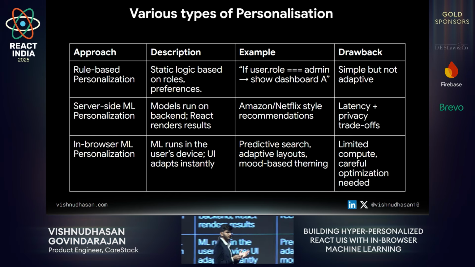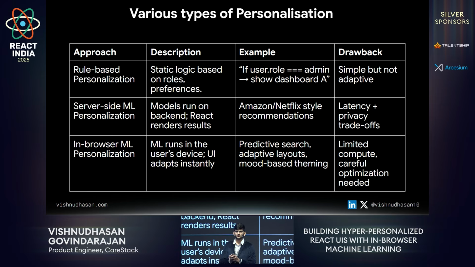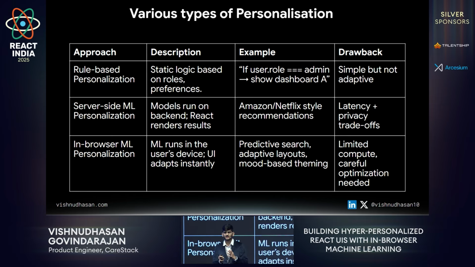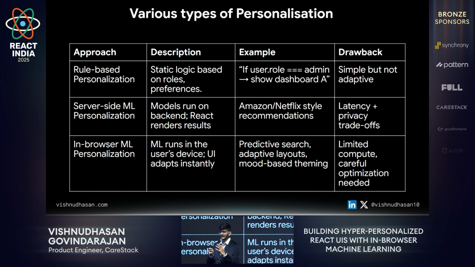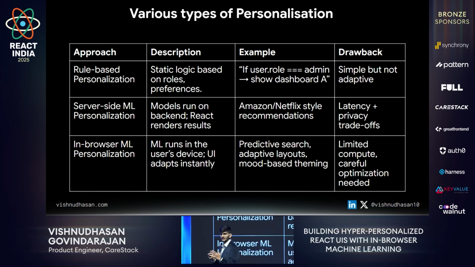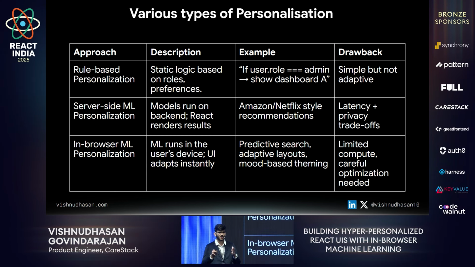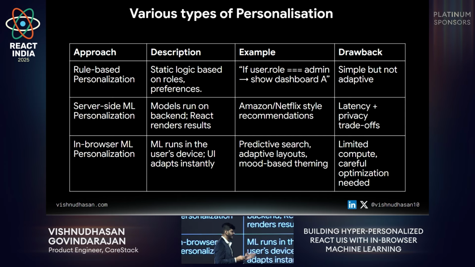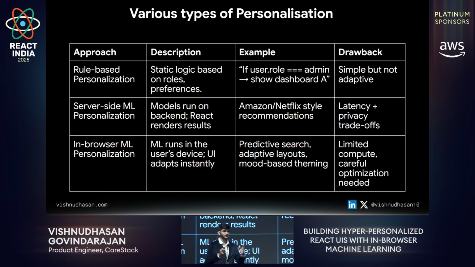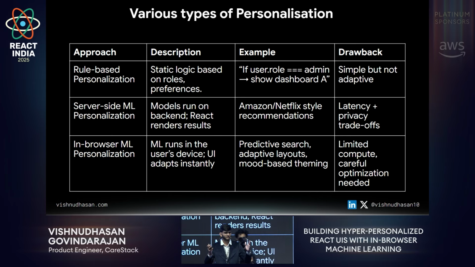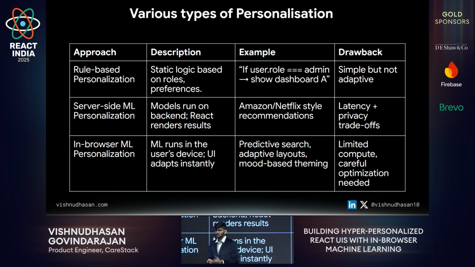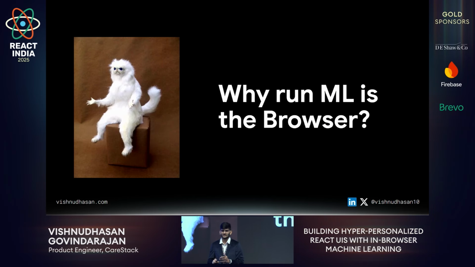Okay, what can we do for that? There comes browser ML. We can run literally a machine learning model inside the browser. The UI can adapt instantly based on how the user reacts. We can create predictive search, adaptive layouts. We can theme the user's experience based on the mood. If you are on a separate website, the UI won't be the same for you. It's going to be different for you, different for me. So this is something cool that we can do.